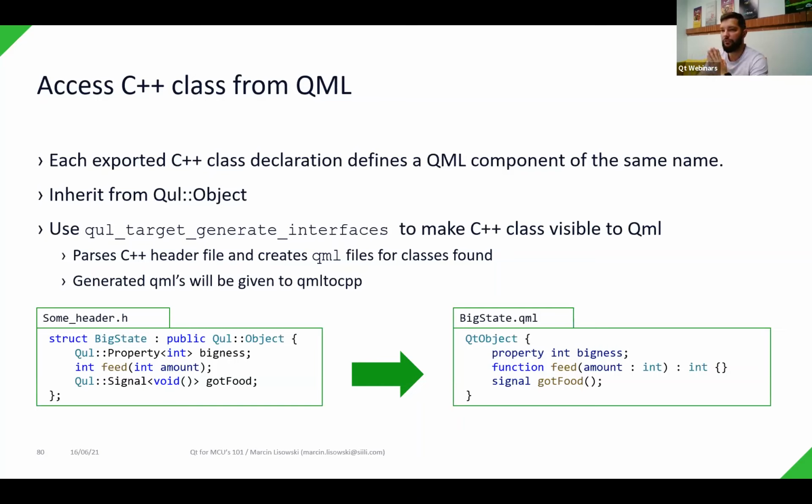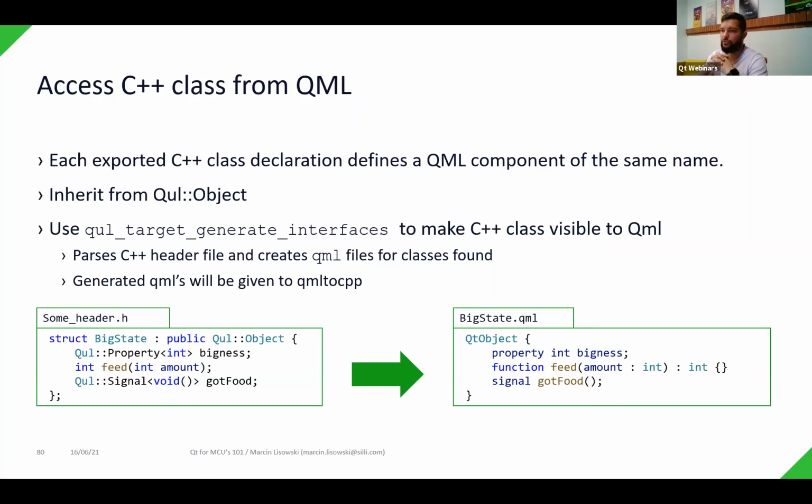That's the mandatory thing. And from the CMake perspective, you have to use the tool target generate interfaces macro to make this C++ class visible to other QML files from your project. And how will such an interface look on the QML side? It will be just another QML object with mapped properties and functions, so you can use all of those normally, like other QML types around your project.